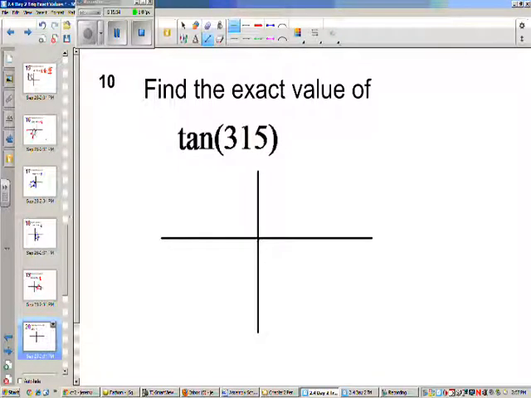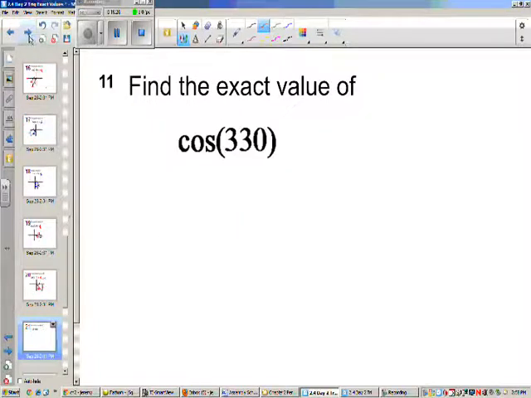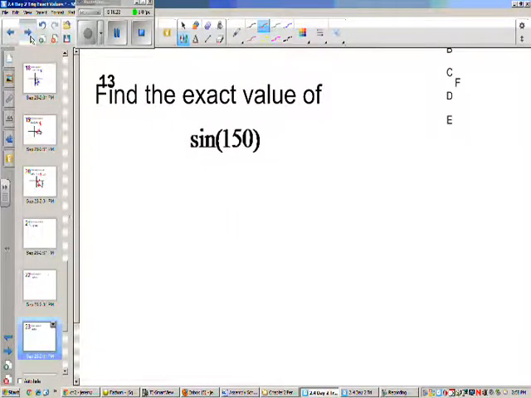Tangent of 315. 0, 90, 180, 270, 315. Now if I label my sides, 1 and 1, and root 2, where this side is negative 1. Now, because that's not a root 2, there's a root 2. All right. So now the opposite is negative 1 over the adjacent, which is 1. Negative 1 over 1 is negative 1. All right. Hopefully you can do these.